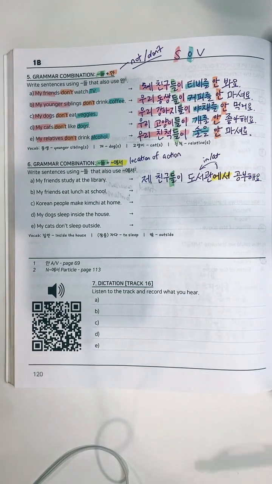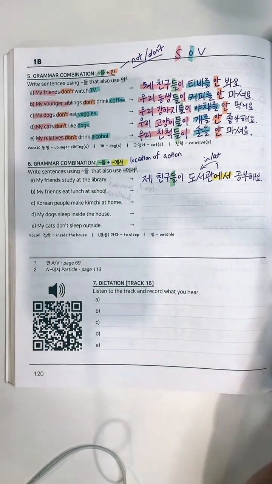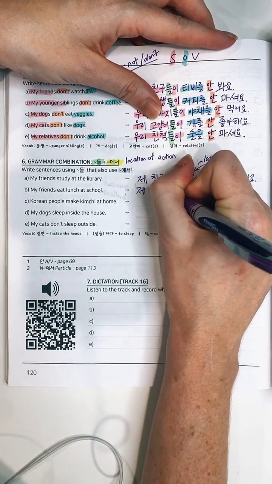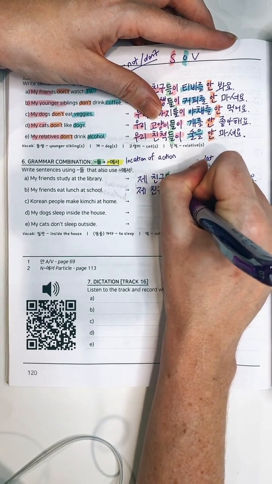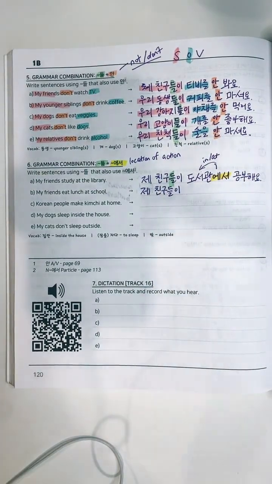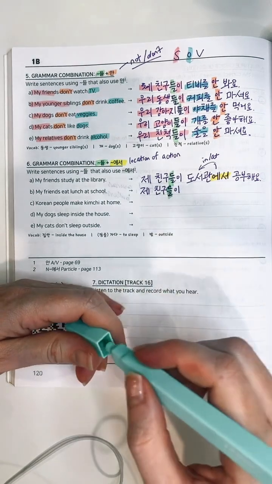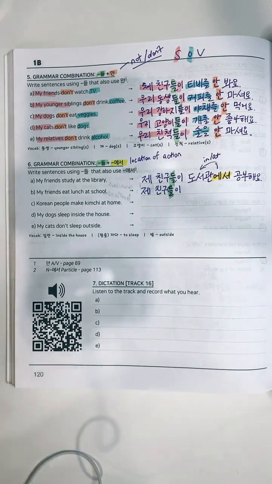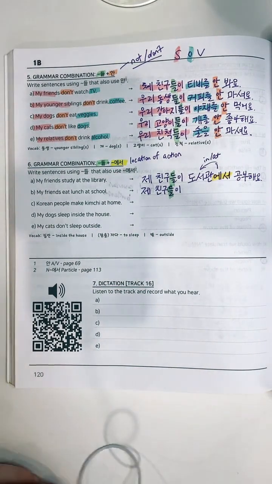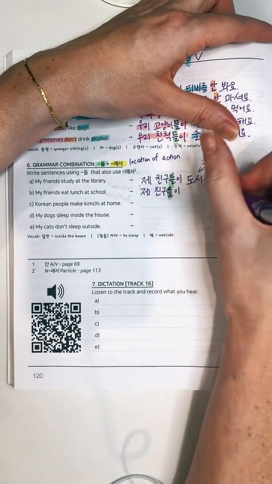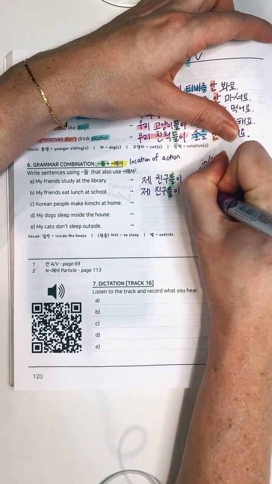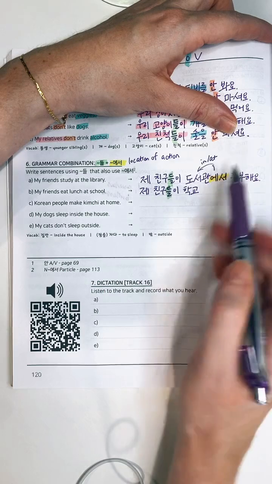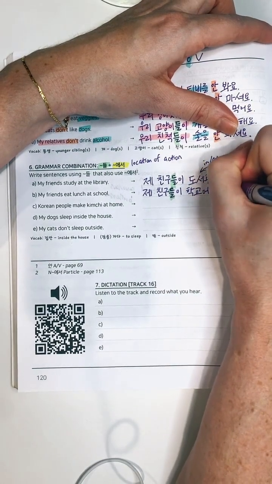Let's do another one. This one is my friends eat lunch at school. The first part is the same, right? My friends. 제 친구들이. Now, where are they? Does anyone know the word for school in Korean? The word for school. Perfect. It is 학교. 학교 means school. And how to say at the school is 학교에서.